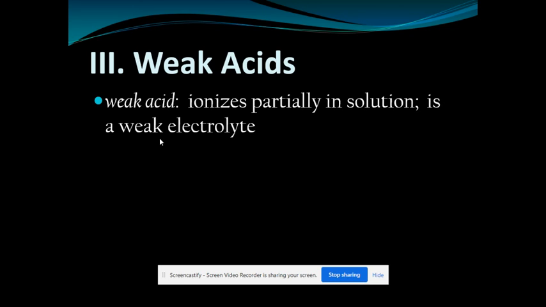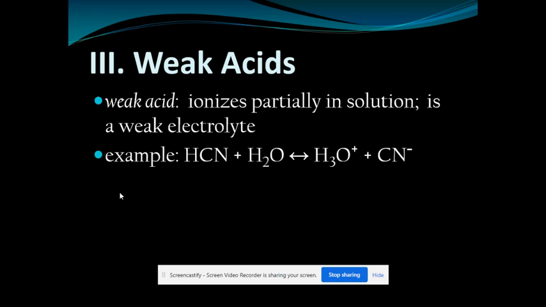It's still going to be able to conduct electricity, but just not anywhere near as well. If you were trying to light up a light bulb with a weak acid, it would just barely glow. If you light up a light bulb with a strong acid, it glows a lot. Okay. And then the example here is HCN.